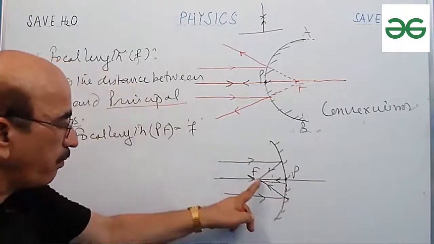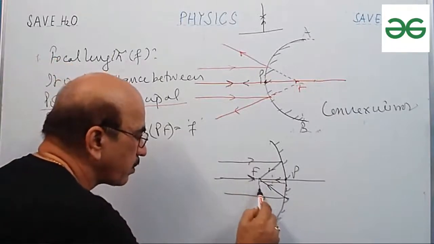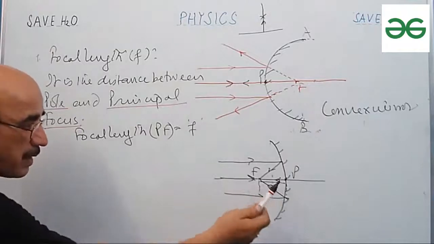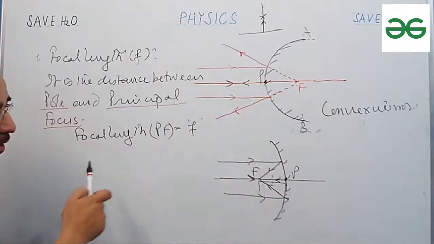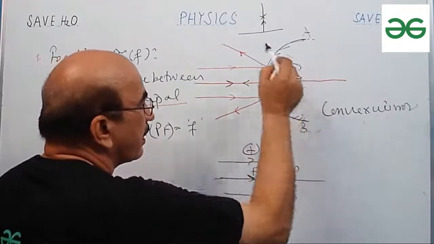So here there is a focal length PF, and it is represented by small f. Here you can see the focal length is just in front of the mirror. So what will happen? It is positive. We will discuss this. And here the focal length is negative.